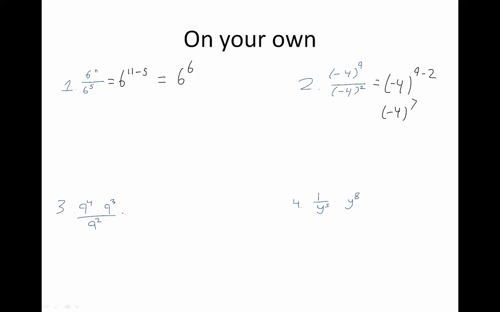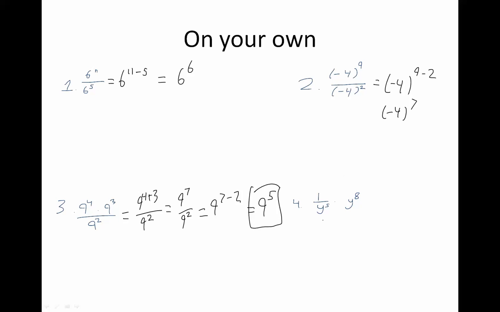We're going to combine rules on this one. And so the first thing we need to do is 9 to the 4th times 9 cubed. That is 9 to the 4 plus 3, because I'm multiplying those together, so I add the exponents. So that's 9 to the 7th over 9 squared. And now we'll do the division, which is 9 to the 7 minus 2, or 9 to the 5th power.